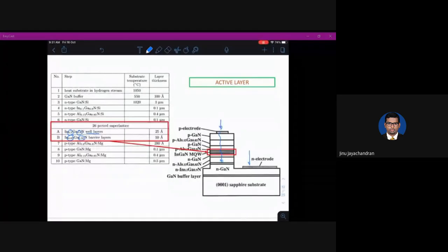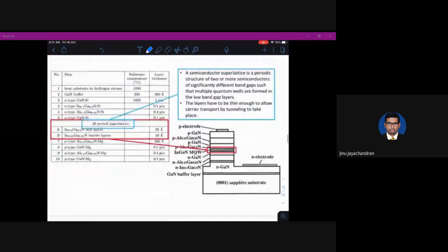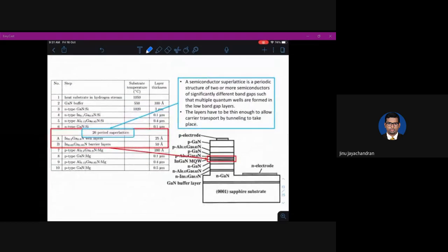The carriers will not move out of the quantum well, so that you will have population inversion. Okay. So a semiconductor superlattice is a periodic structure of two or more semiconductors of significantly different band gaps, such that multiple quantum wells are formed in the low band gap layers. And the layers have to be thin enough to allow carrier transport by tunneling to take place.